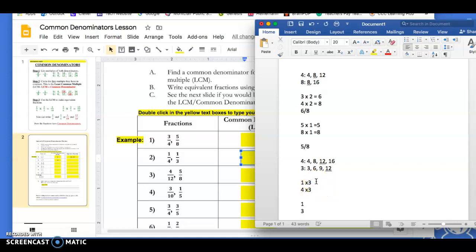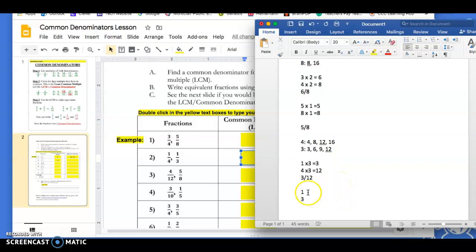Okay, let's go across. 1 times 3 is 3. 4 times 3 is 12. Okay, so this fraction is going to be 3/12. Alrighty, my 1/3. Okay, I know my denominator needs to equal 12. So 3 times 4 would get me 12. So I need to multiply the top and the bottom, my numerator and denominator, by the same number. 1 times 4 is 4. And 3 times 4 is 12. Leaving me with a fraction 4/12.